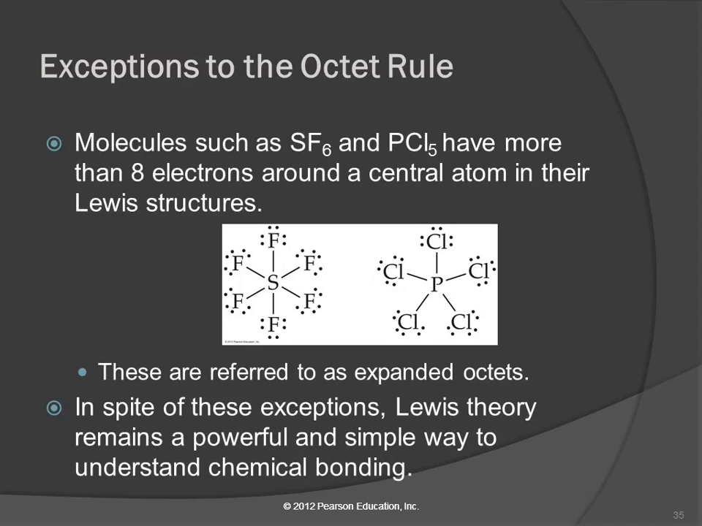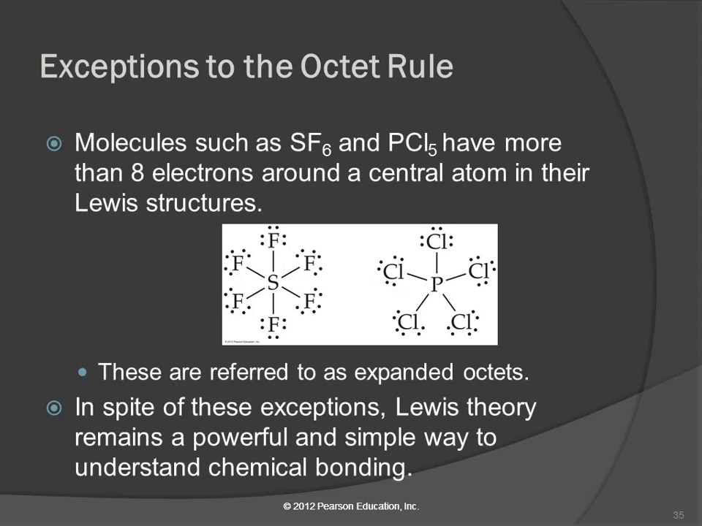Another way that can happen to have an octet rule violation is we can have molecules like SF6 and PCl5. Here, instead of having fewer electrons, we have extra electrons around the central atom. Here the sulfur has 2, 4, 6, 8, 10, 12, and phosphorus has 10. These are called expanded octets because we've grown from 8 to 10 or 12 electrons.